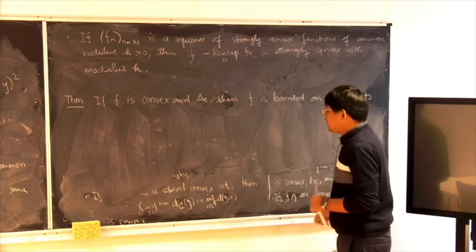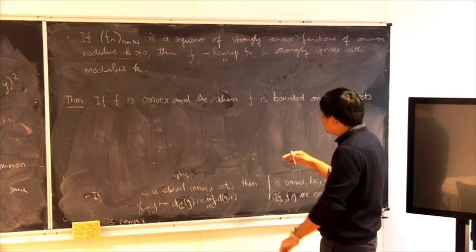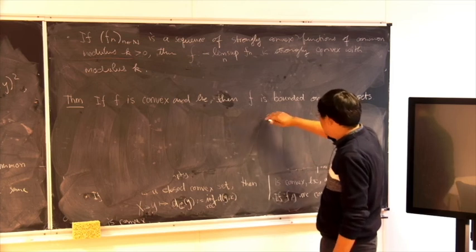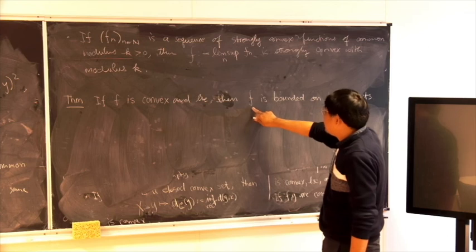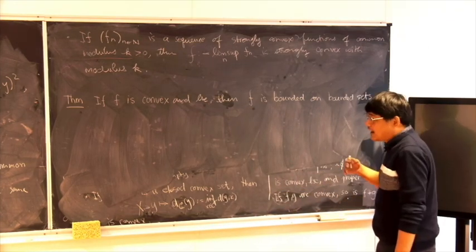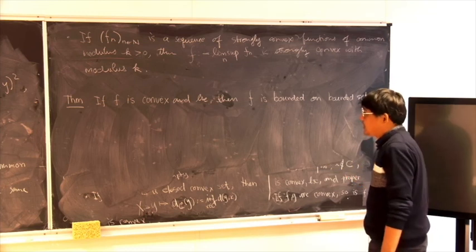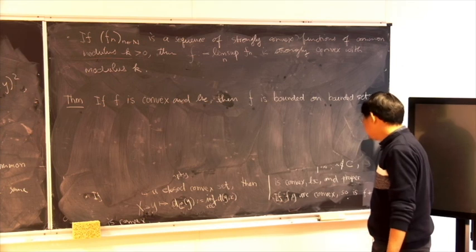So if you restrict yourself to a bounded subset and you take the infimum of f over that bounded set, then that infimum has to be finite. It will not go to minus infinity. And the proof of this is not so difficult.